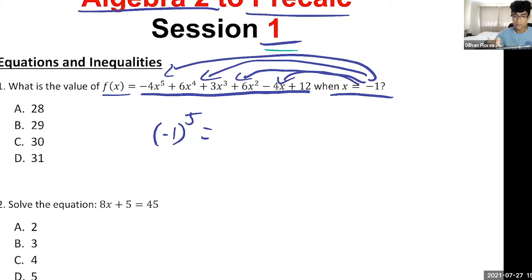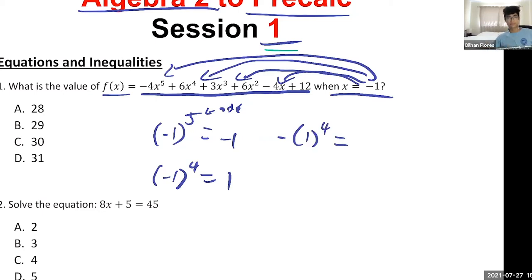Nice. Cool. Negative 1. Awesome. When you have a negative number to an odd exponent, it's going to stay negative, right? So it's going to give you negative 1. What about negative 1 to the 4th power? What is that going to give you? Plus 1. Perfect. All right, what about this one? What about negative 1 to the 4th? What's that going to give you?